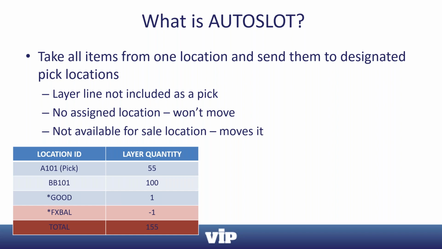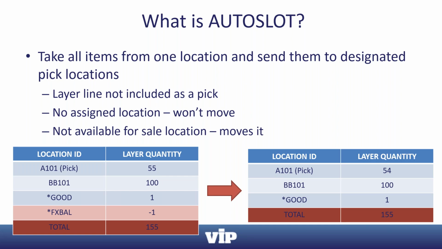So let's just get an example here. Here are my locations that I had prior to. Basically, what I want to do is run Auto Slot on star FX val. So I'm going to run the program Auto Slot and choose star FX val. When I do so, notice that that -1 actually moves to the pick location. So now my pick location is 54, my backstock is 100, and Star Good is still fine. I still have 1 case in Star Good at this point in time.